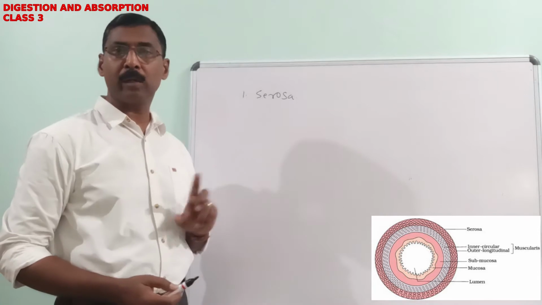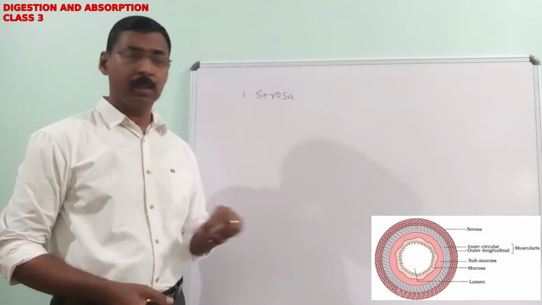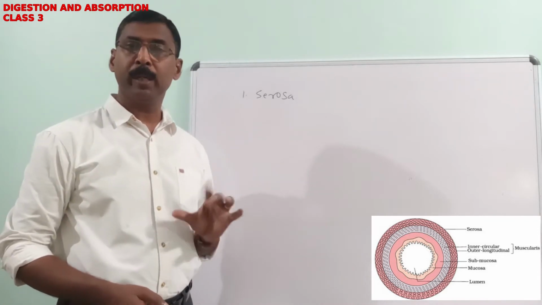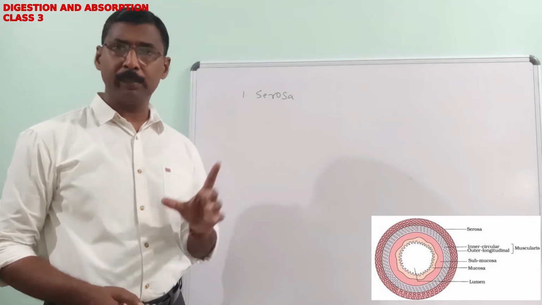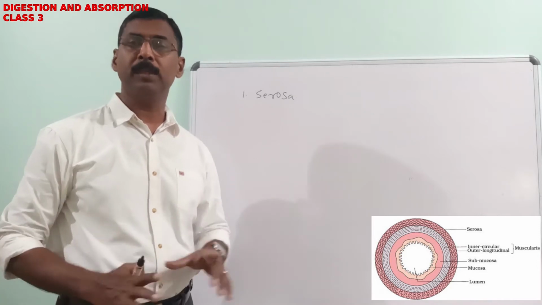It is the outermost layer of the alimentary canal. And serosa is made up of mesothelium. Mesothelium means nothing but it is the epithelium of the visceral organs.